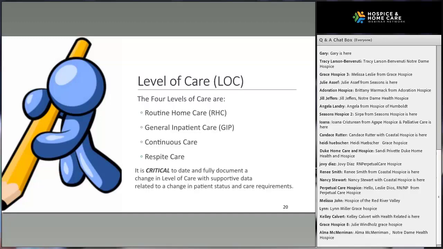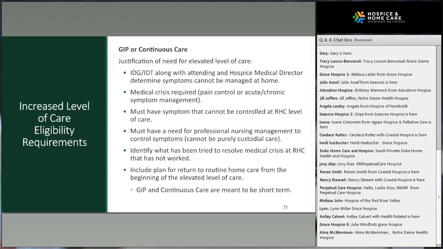But again, it's important to start documenting the moment you see that, the moment you're going to move into a different level of care, because of course there's a different reimbursement rate affiliated with it also, but then you have to have supportive documentation, of course. So when you have an increased level of care, some of your eligibility requirements.